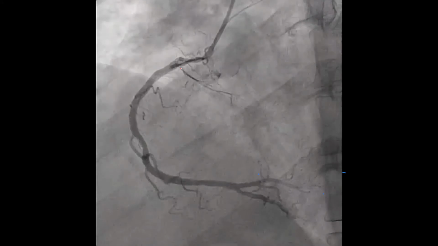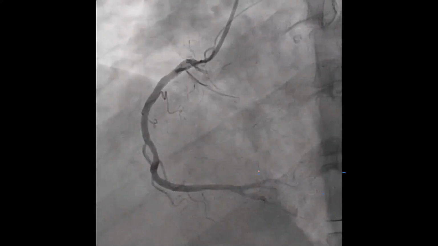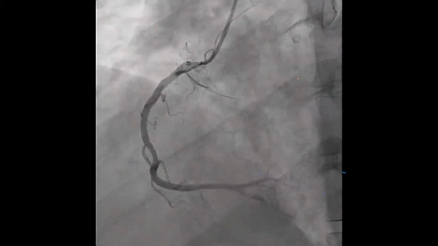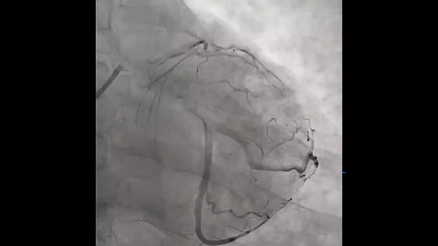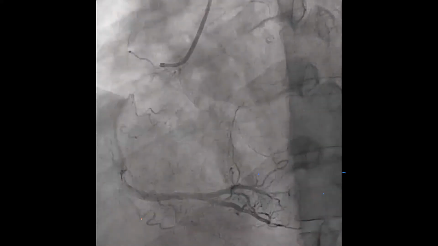So now this is LAO, RCA, and as you see, just some luminal irregularities. No problem with the RCA, it's dominant. But what's the problem here? You see the collaterals going from the RCA, filling the LAD system. You see the LAD is coming late. That means the LAD we have seen here is totally occluded chronically. This is chronic total occlusion of the LAD, and this is RCA supplying collaterals to the left system.